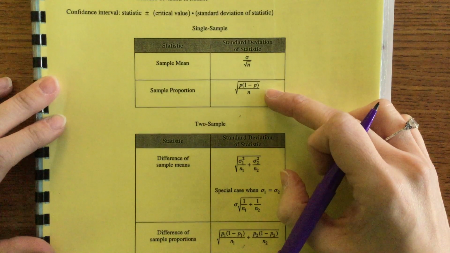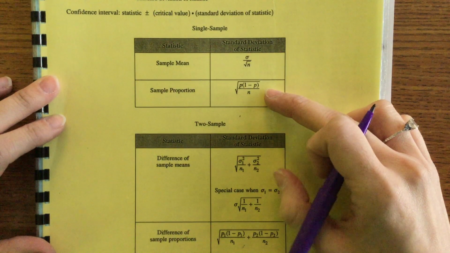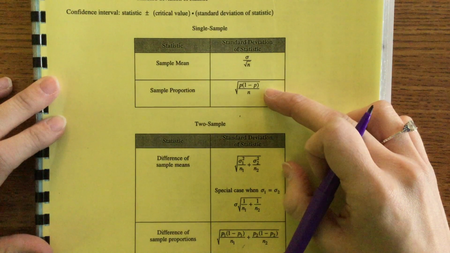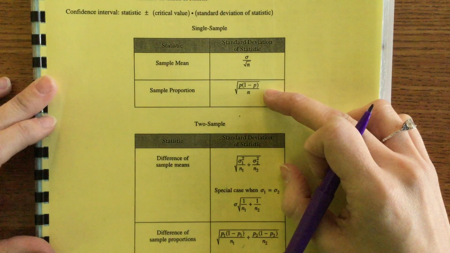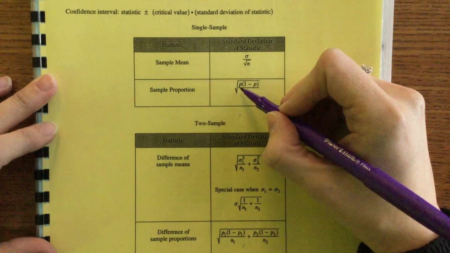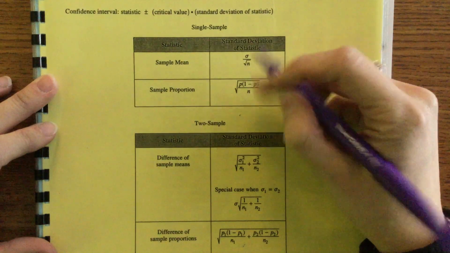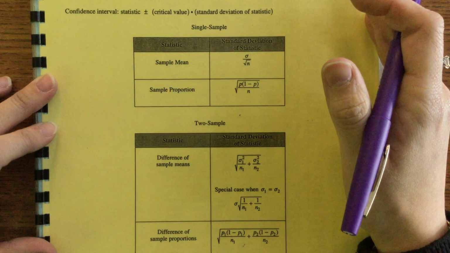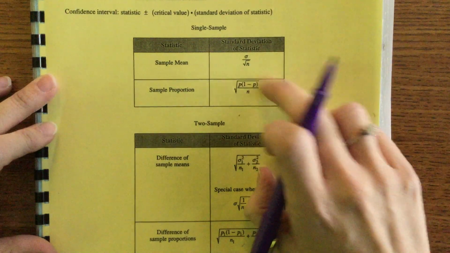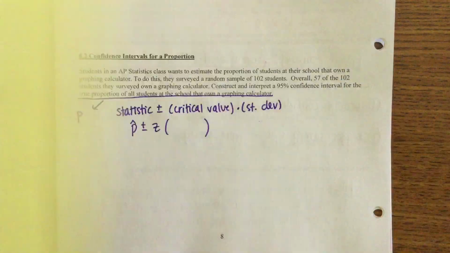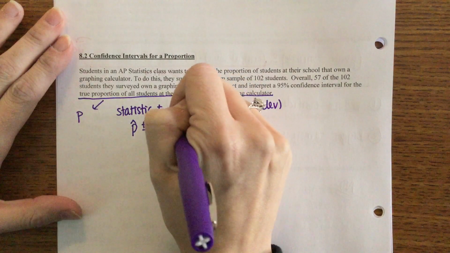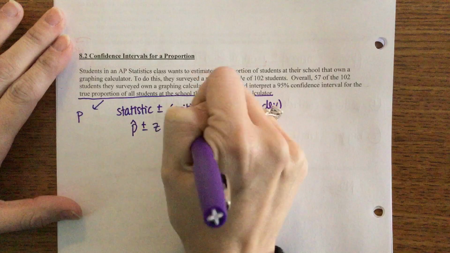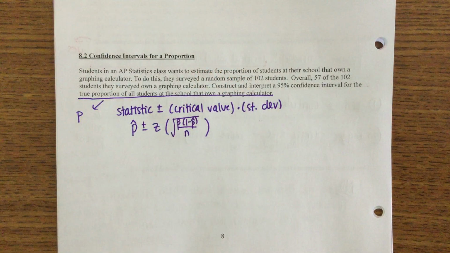Now, what do you notice about this formula? It has p in it. We don't know p. Isn't that the whole point of doing the confidence intervals? We don't actually know p. So you need to be careful and not copy this as is, because we're not going to use p, we're going to use p hat. So it'll be the square root of p hat times 1 minus p hat, all over n. This will always be the formula for proportion.